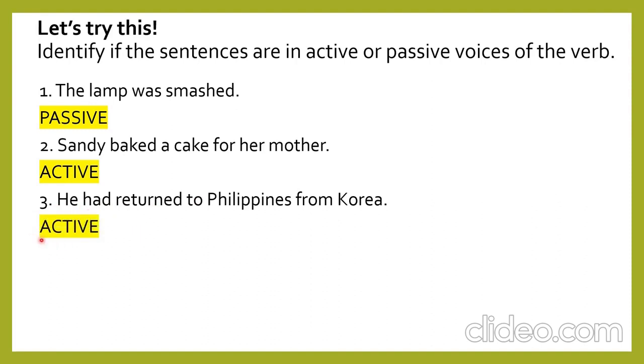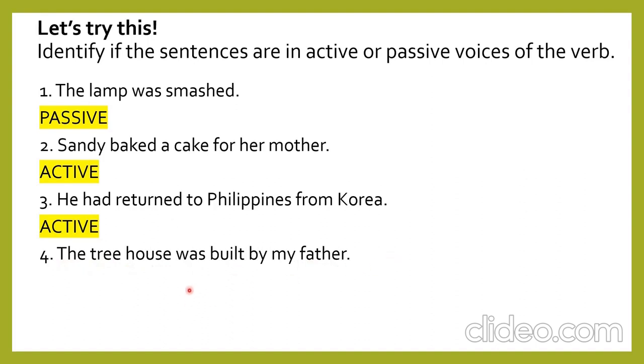The answer is active. Why is this active? Because the pronoun or subject he is the one who did the action of returning to Philippines from Korea. Okay? It's not that he is the one who received, but he is the one who did or performed the action. Next, number 4. The tree house was built by my father.